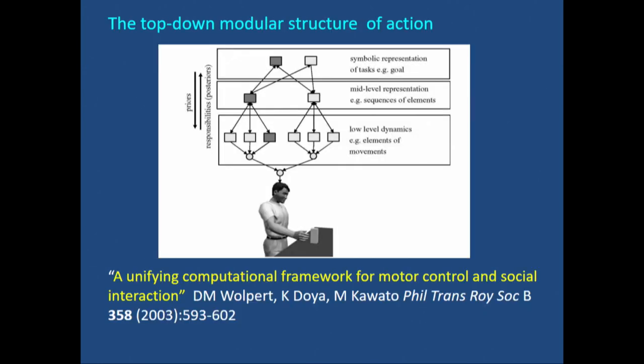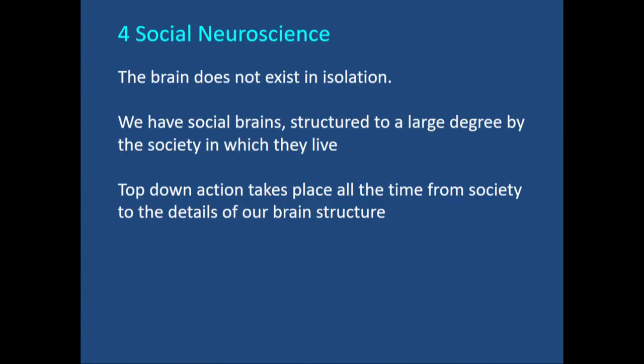And they have a very, very nice paper, a unifying computational framework for motor control and social interaction, showing that the same kind of things occur in motor control and social interaction. That's Wolpert et al., Philosophical Transactions of the Royal Society. And they again have a picture which is very much the Mars picture: symbolic representation of tasks or the goal, mid-level representation, sequences of elements, and low-level dynamics, elements of movements. And that's what happens again in action.